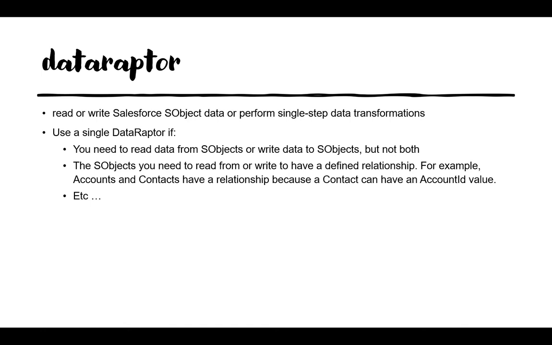And there are many things that the DataRaptor can also do. For example, a DataRaptor transformation, just to transform data. For example, if I want to transform a list to a text or just to a single string, I can use a DataRaptor. Or if I want to transform a single object to a list of objects, I can also use a DataRaptor transformation. So always remember that DataRaptor is a single step.